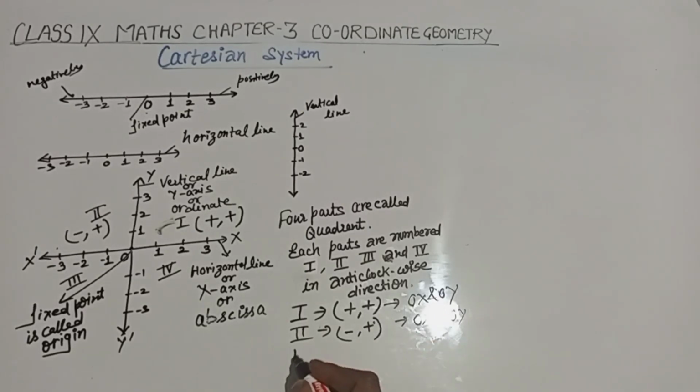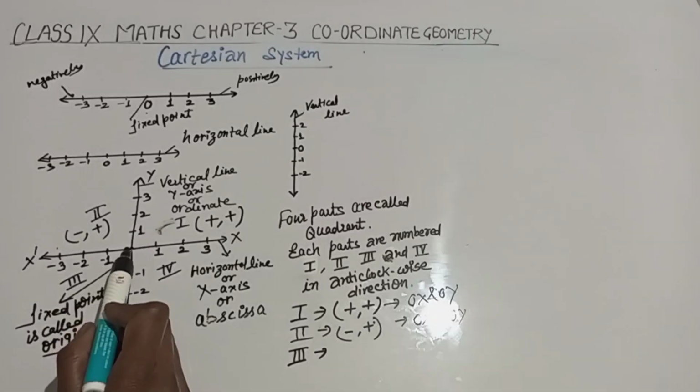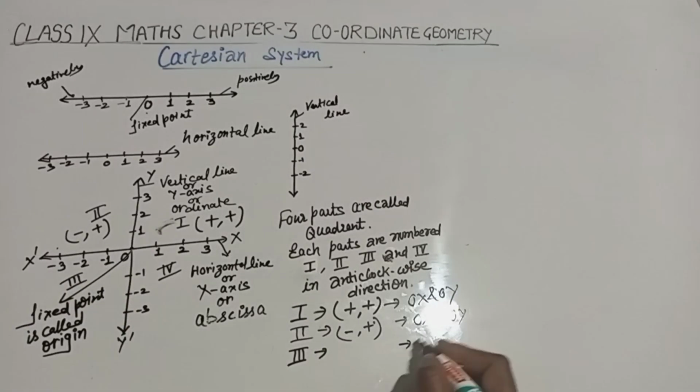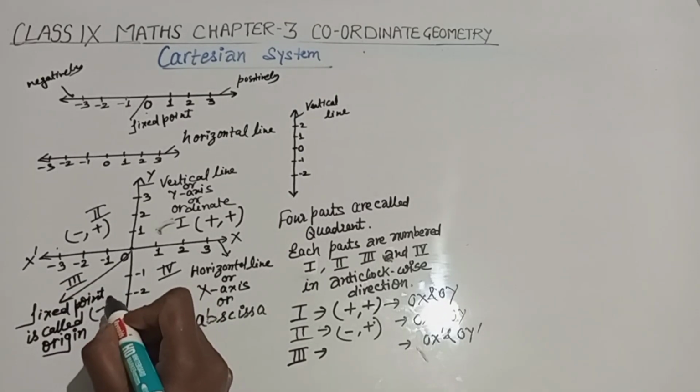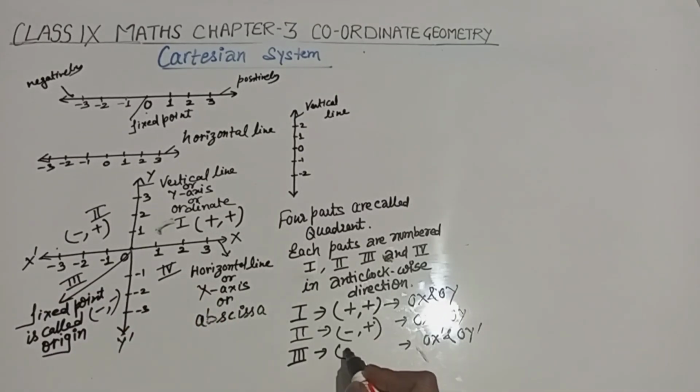Next is the third one. It is in OX dash and OY dash. OX dash is negative and OY dash is negative, so here it is negative and negative. Now next is the fourth quadrant.